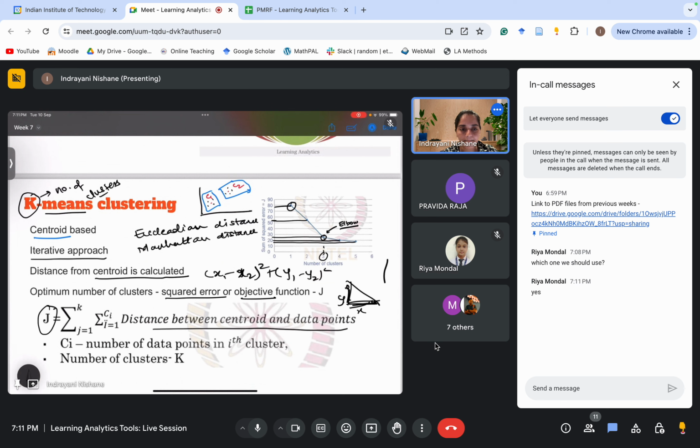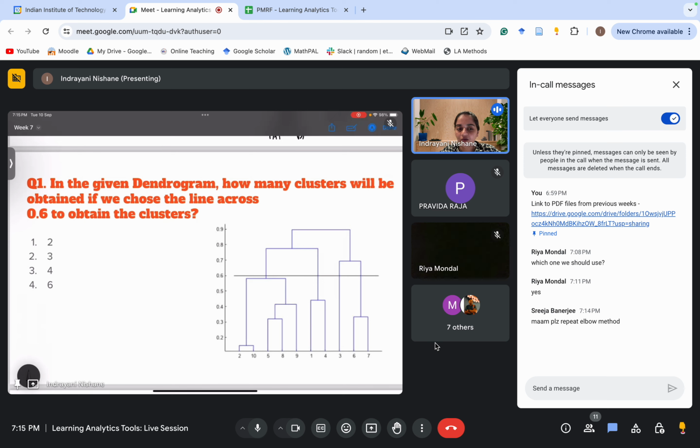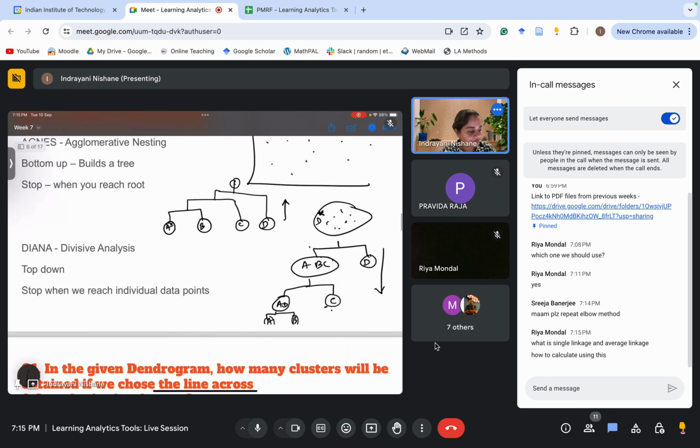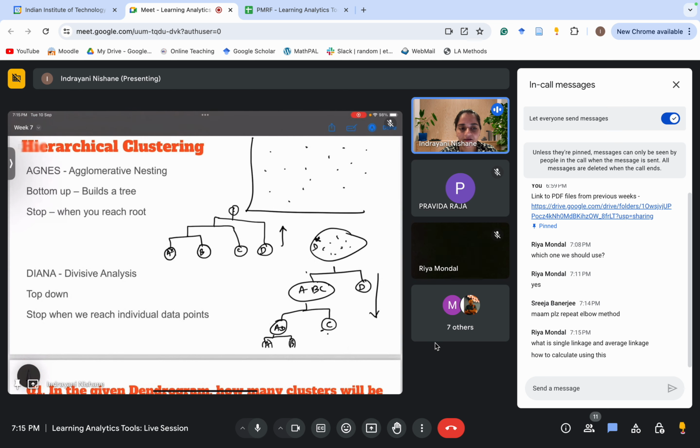So the theory of this clustering is very easy. The computing is also very easy. So I'm hoping that we will be doing this. Okay, single linkage and average linkage, so we will take this up. Single linkage and average linkage is nothing but how we are linking these. So the elbow method, Shrija, let me first take up Shrija's thing. On the elbow method there is one problem, so I'll repeat the whole thing there, so this will be covered. Now coming to Ria's question, Ria is asking what is single linkage and average linkage and how to calculate.